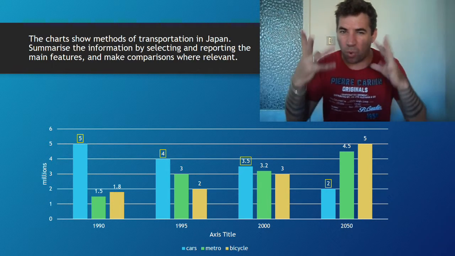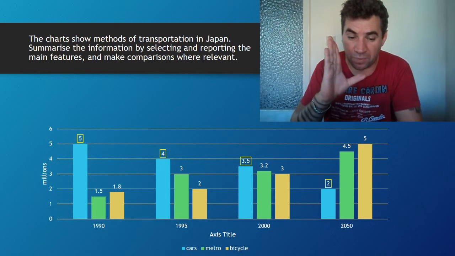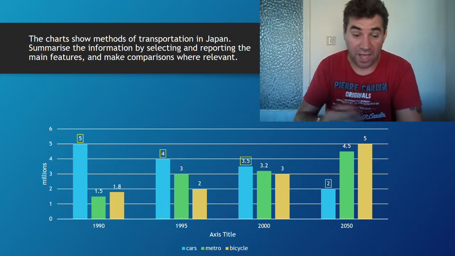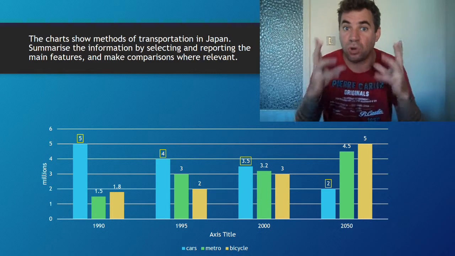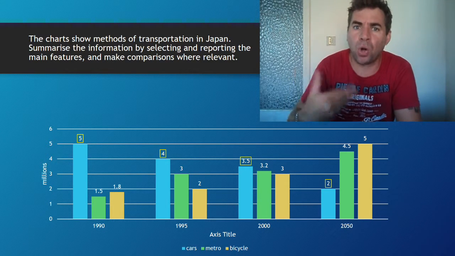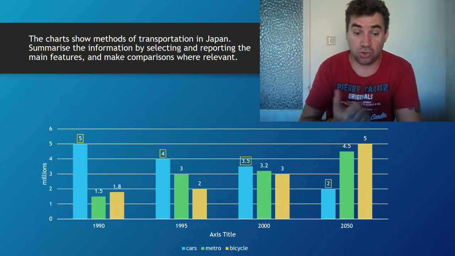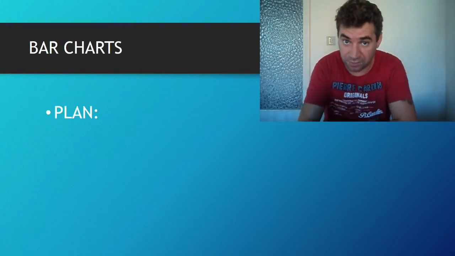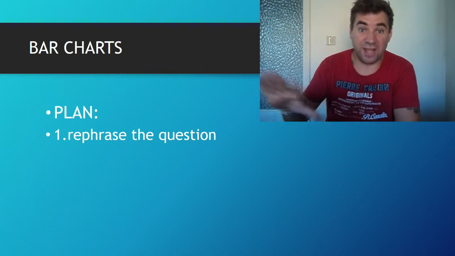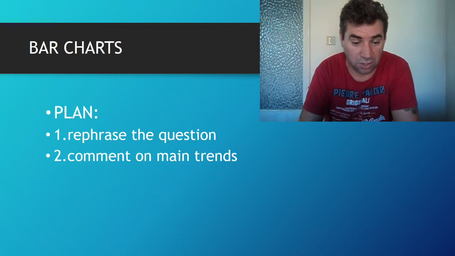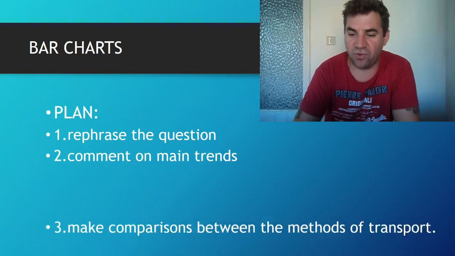So you can see I'm organizing what I'm going to say and picking out the main parts of the graph. And if you're in your exam, you can literally circle them on your paper so you don't forget them. Now I'm going to organize my work because this is very important, and here's my plan. As usual, I'm going to rephrase the question, because if you don't, you're going to lose marks. Then I'm going to comment on the main trends that I see in this bar chart, and finally I'm going to make lots of comparisons between the methods of transport.